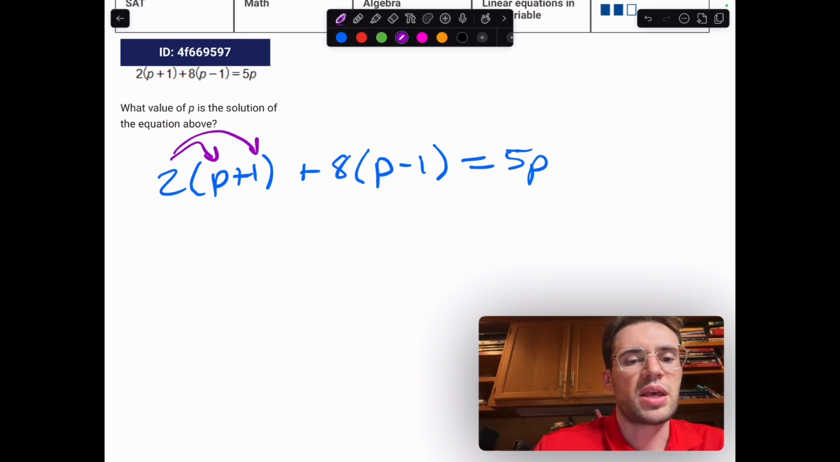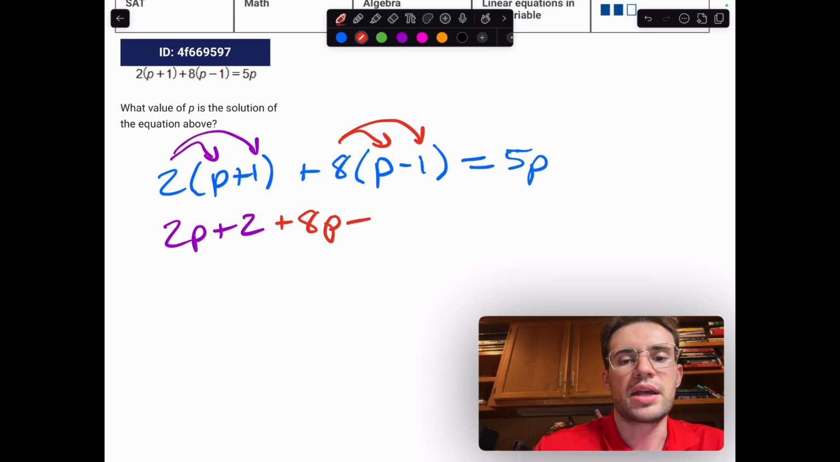So 2 times p would give me 2p. 2 times plus 1 is plus 2. Here we have 8 being distributed, so that's going to be plus 8p minus 8. Right? 8 times p, 8 times negative 1. And this is all equal to 5p.